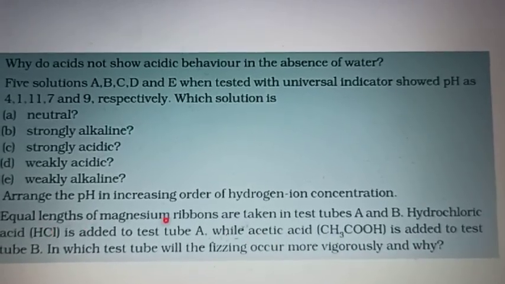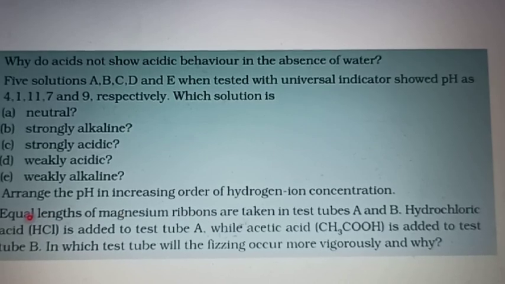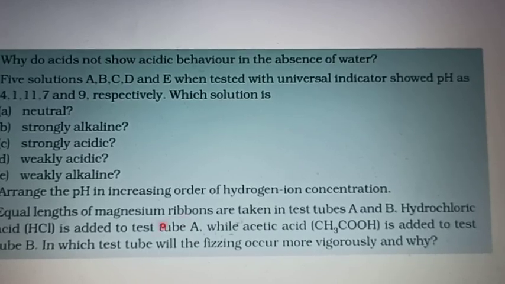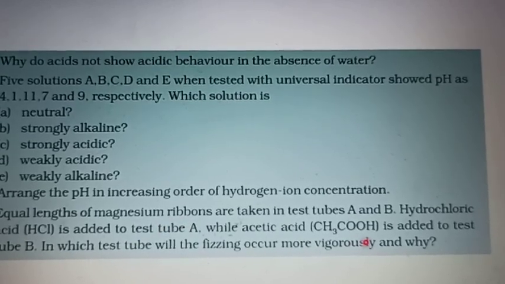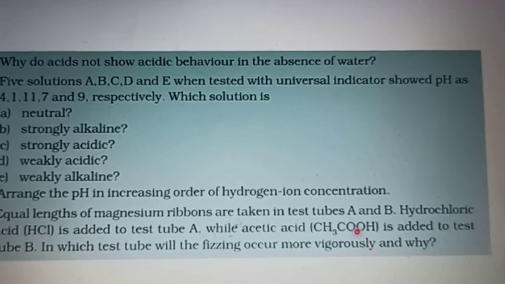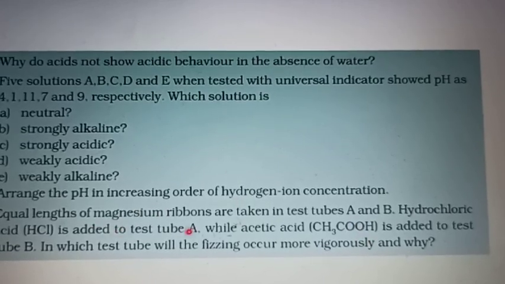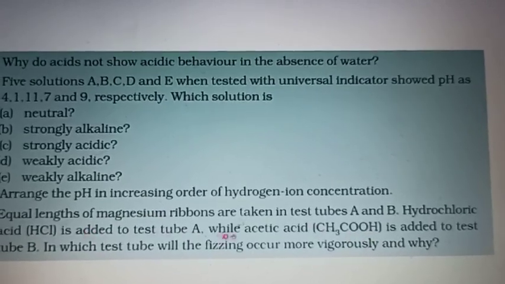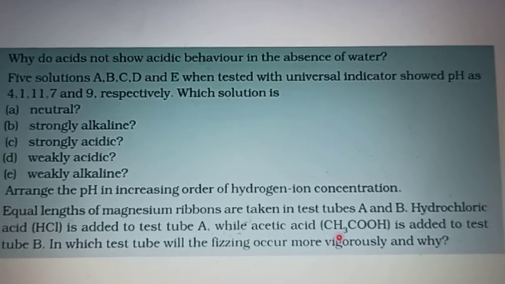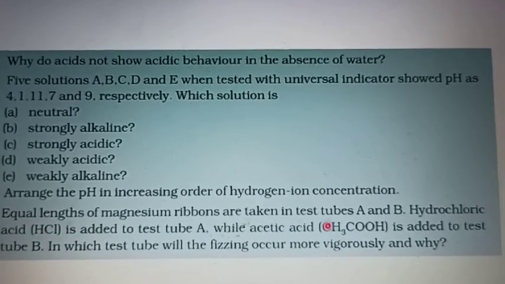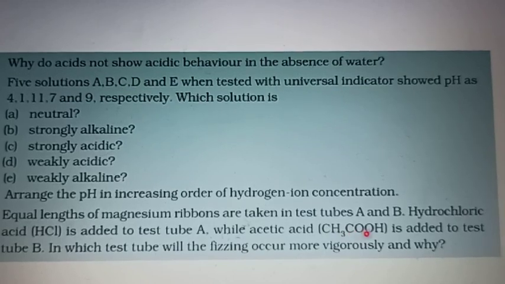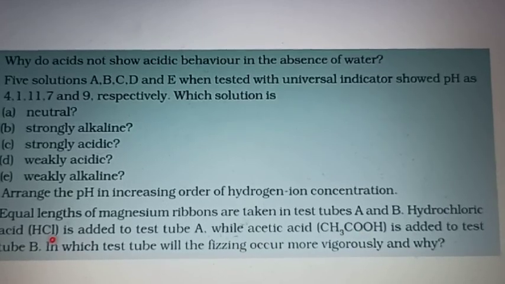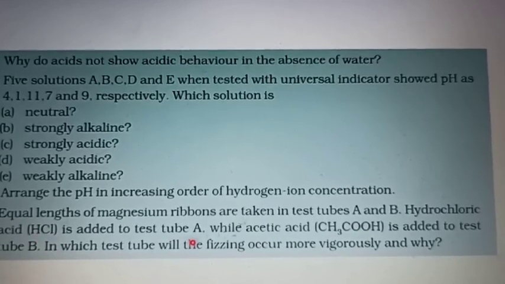You know, when the magnesium ribbon is of the same length, it means the amount of metal which you are taking in both the test tubes is the same. And when you are adding HCl in one test tube and acetic acid in another, you know that HCl is a strong acid, whereas acetic acid is a weak acid. HCl will produce more H ions, whereas CH3COOH, that is acetic acid, will dissociate into fewer H ions. So fizzing definitely will occur more in test tube A.